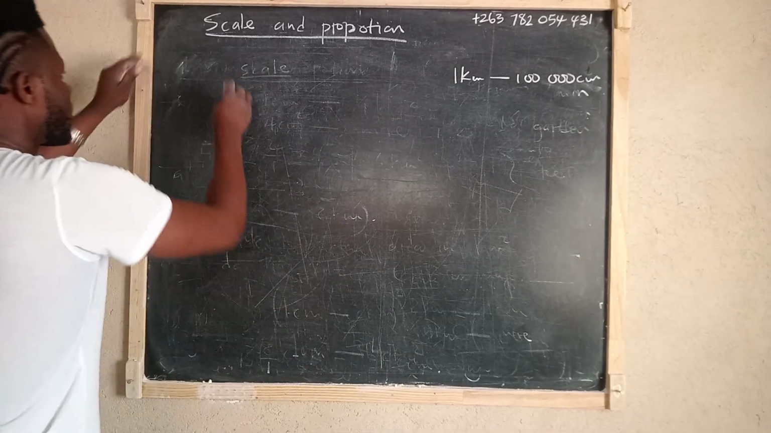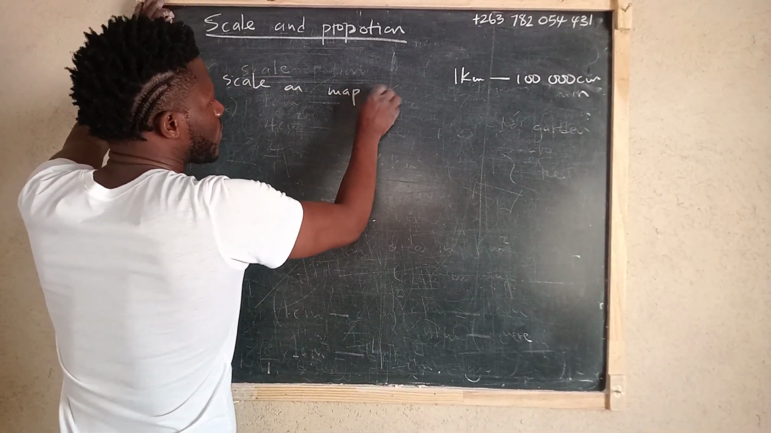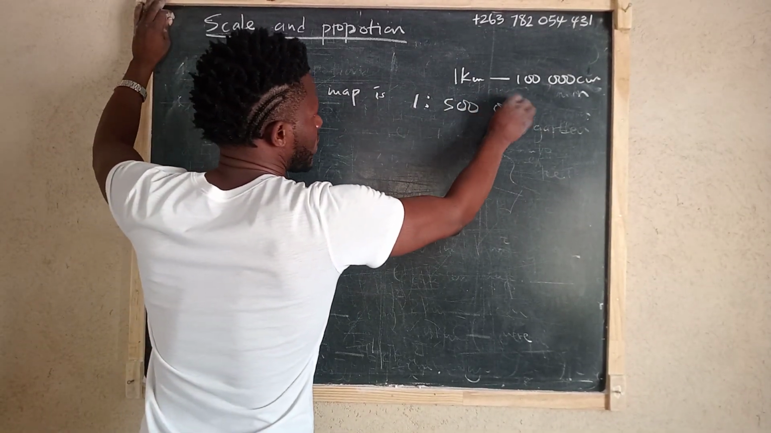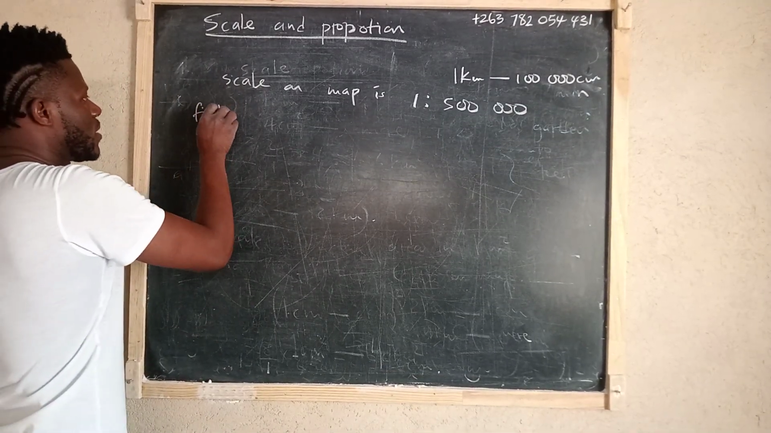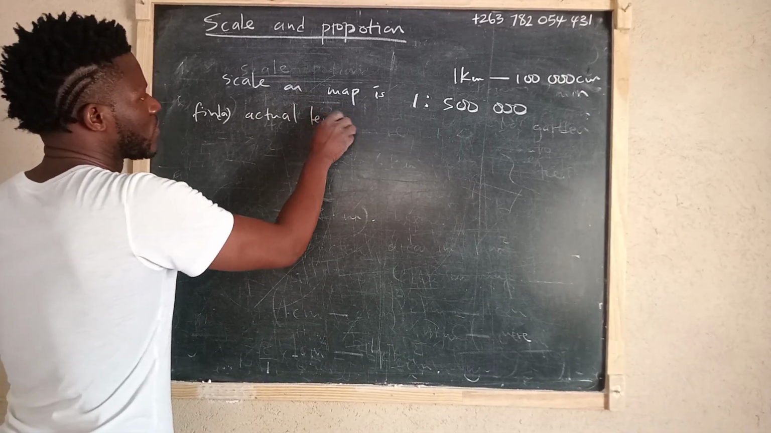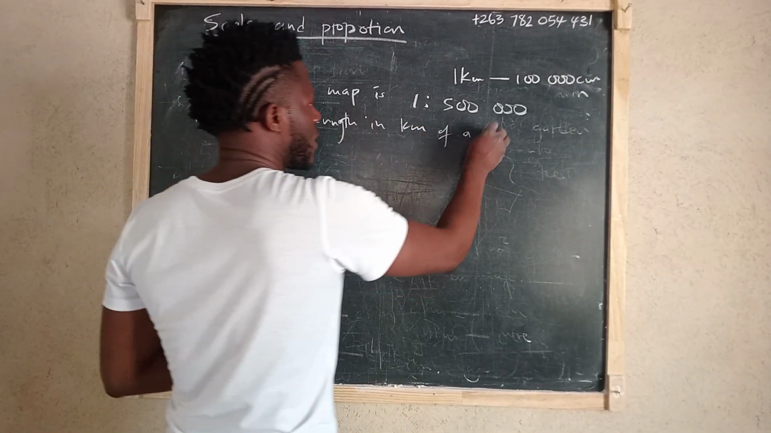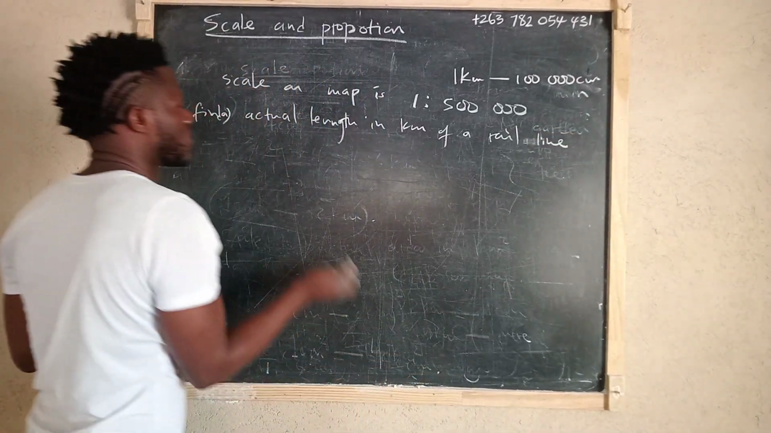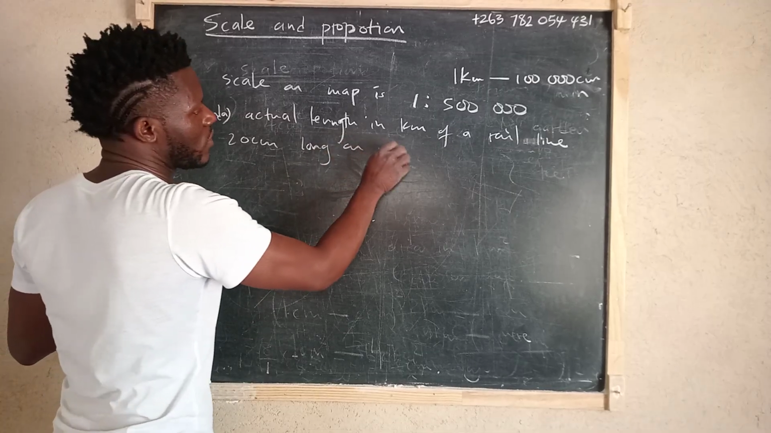The question will be like this. Scale on map is 1:500,000. Find, number A, the actual length in kilometers of a rail line 20 centimeters long on map.